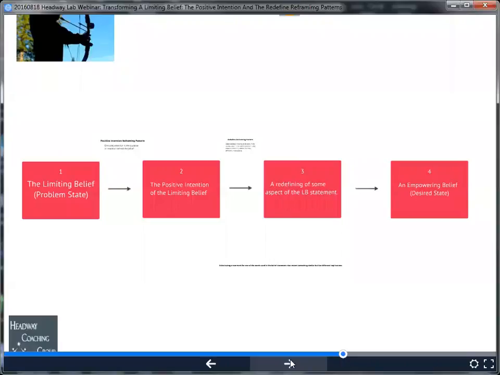Last time we used an example in order to help you to see what the steps are. Briefly, I'm going to repeat the 4 steps. The process is actually taken from NLP technique, and in NLP we use observation, body language, and all those things are really important.